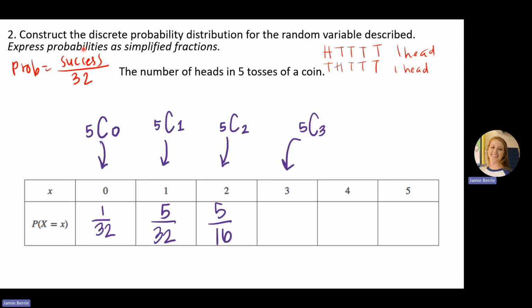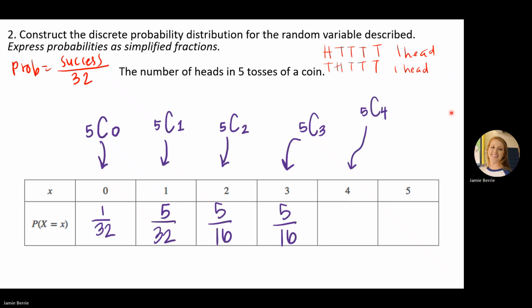All right, so again, 10 out of 32, which once again can be reduced to 5 over 16. Then for 4 heads, how many ways are there to observe 4 heads? It's going to be something out of 32. Let's figure out what the something is by doing 5 choose 4.